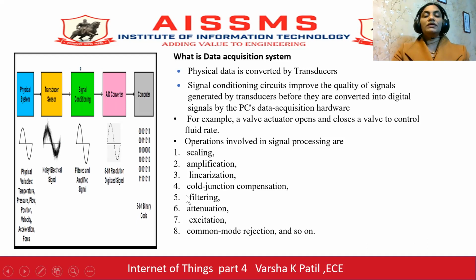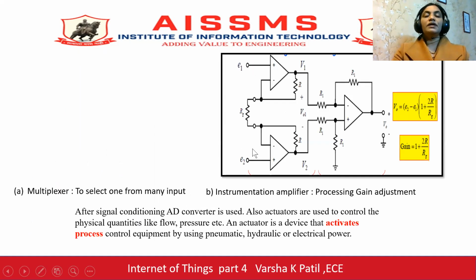So all these things are handled by signal conditioning units, and the signal conditioning units make the data as per requirement. One of the best examples of signal conditioning is the instrumentation amplifier, where the gain can be adjusted and precise gain adjustment can be done. So this is one of the important and best chosen signal conditioning circuits.